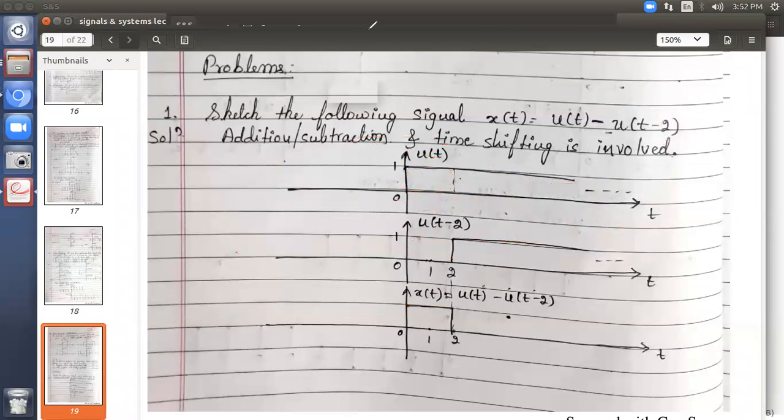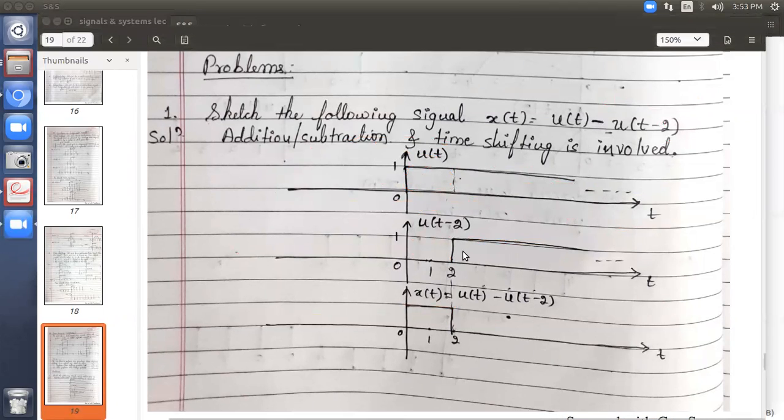So did you understand this problem? Any doubts here? Please, you can ask me if you have any doubts. No, ma'am. Okay, you understood?